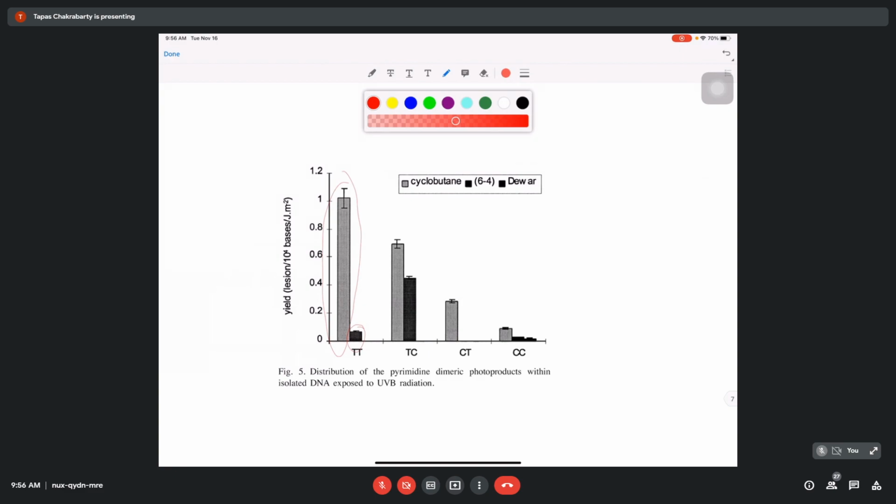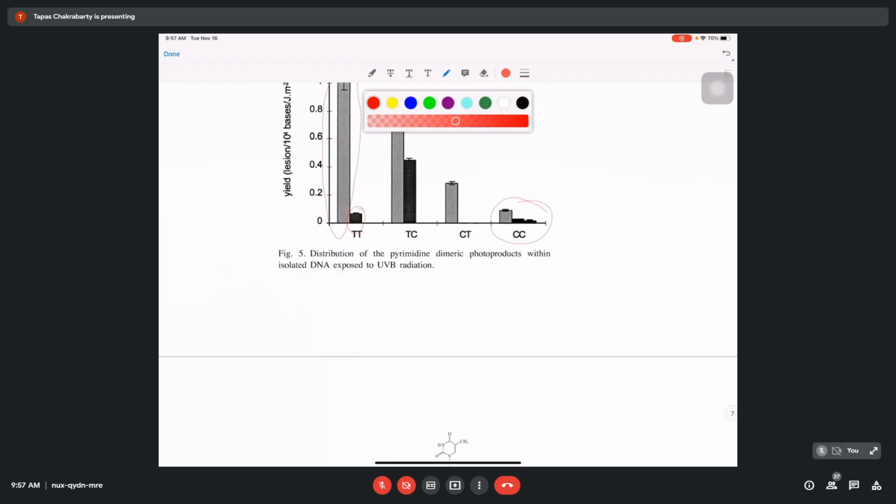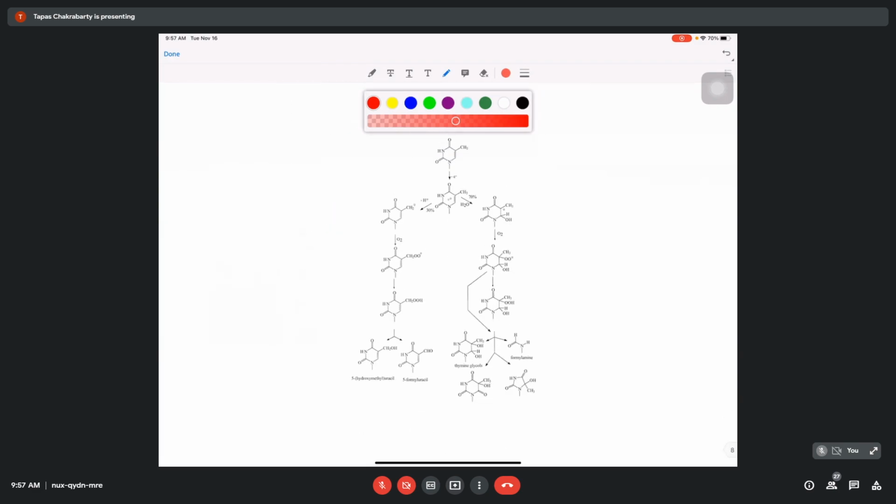But if you have this thymine and cytosine type of residue, then the distribution is something like this. Of course, if it is only pure cytosine, then the propensity of the chemical reactions is also smaller. These are the typical distributions. Now, in addition to that, other types of chemical reactions can also occur.